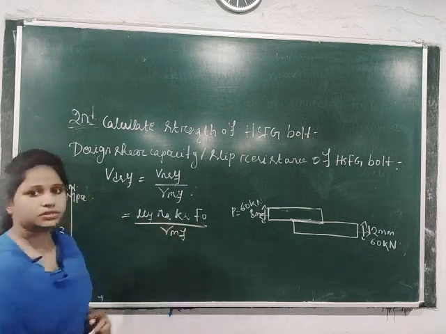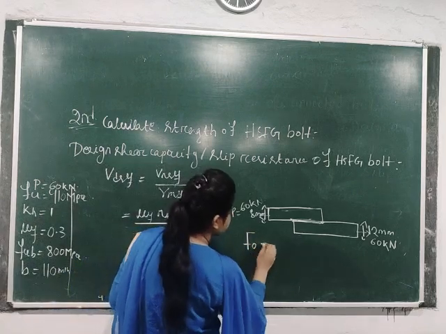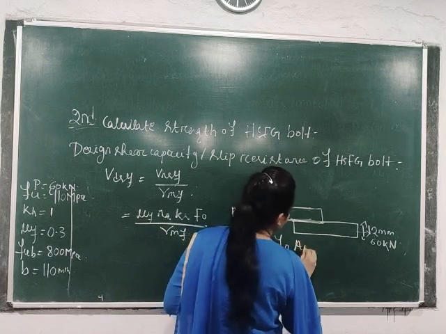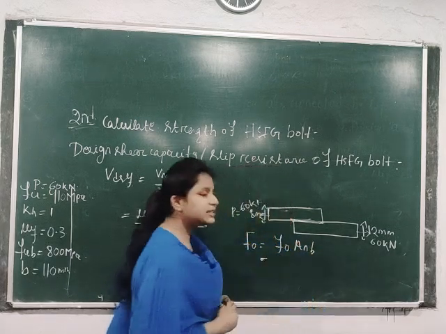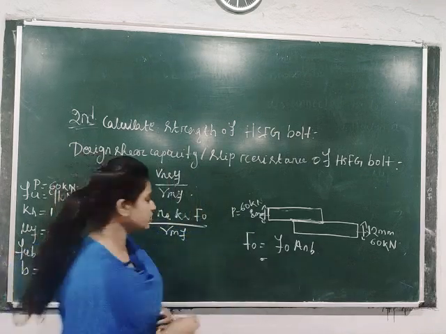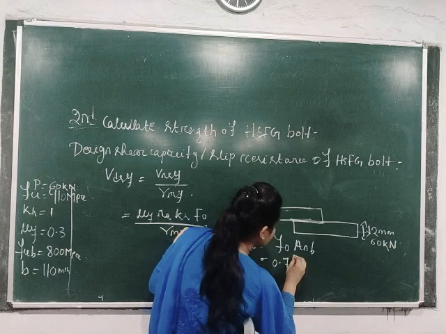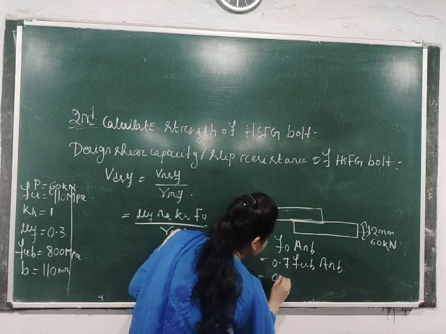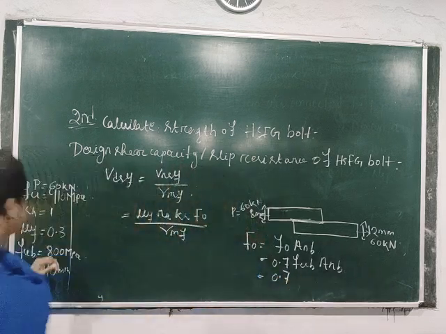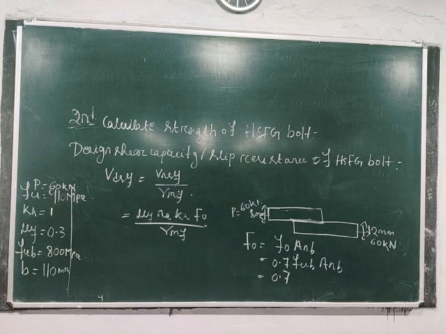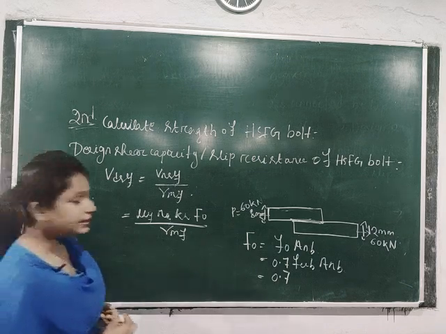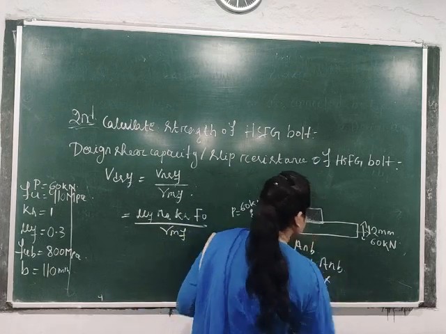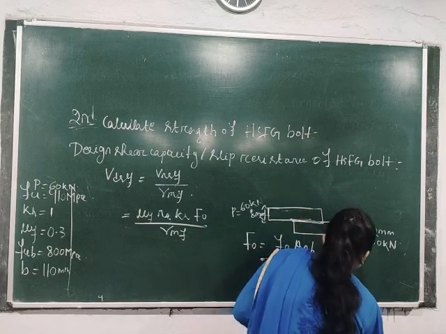Then come to F naught. F naught is the minimum bolt tension, and that can be calculated by the proof stress into the net area of the bolt. And the proof stress is generally 70% of the ultimate tensile strength of the bolt. So that is 0.7 into fub into Anb. Here fub value is 800 MPa, that we got from the property class of the bolt, that is 8.8. So here the fub is 800 MPa.